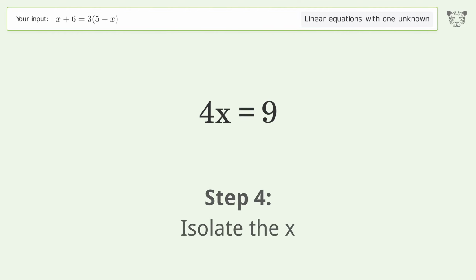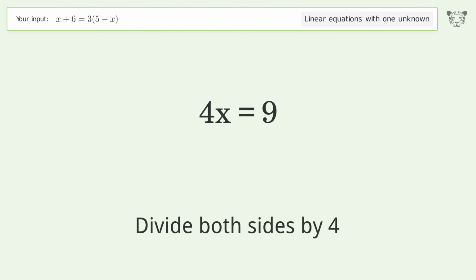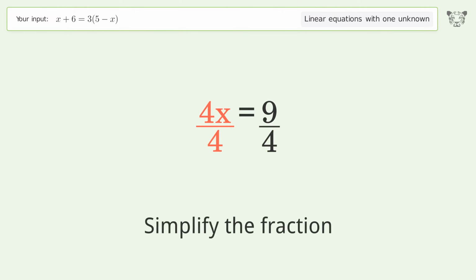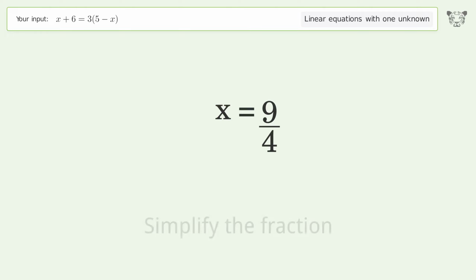Isolate the x. Divide both sides by 4. Simplify the fraction. And so the final result is x equals 9/4.